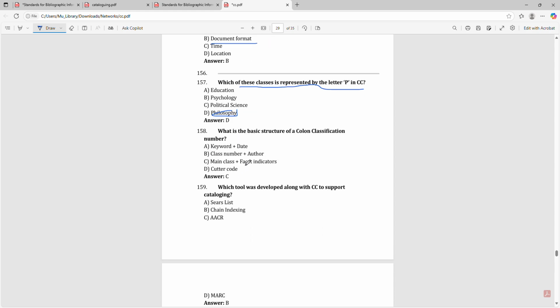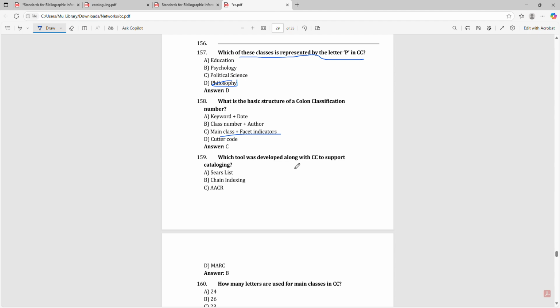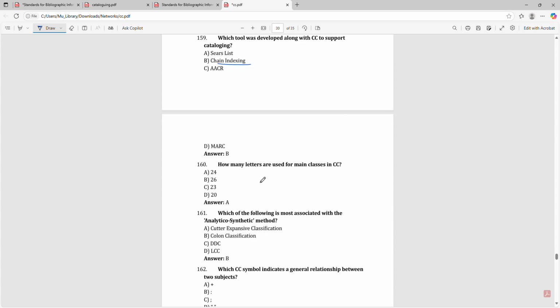What is the basic structure of a column classification number? That is main class plus facet indicators. Which tool was developed along with CC to support cataloging? That is chain indexing. How many letters are used for the main class in CC? That is 24.